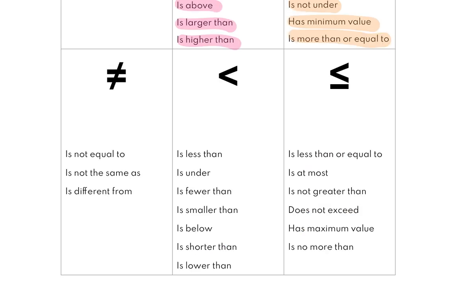Now we are going to talk about the less than symbol. Here are some other expressions that mean less than. If we are talking about x is less than 6, when we graph this, we are going to show that there are an infinite number of numbers that are less than 6.